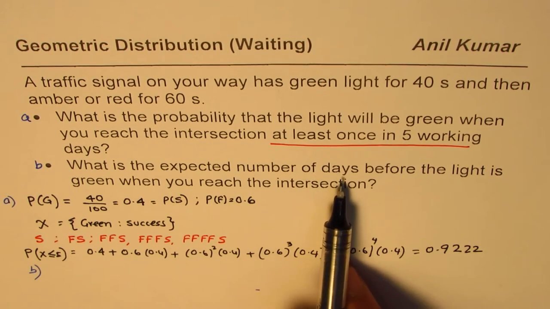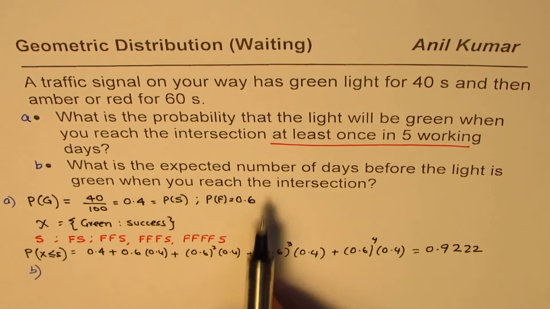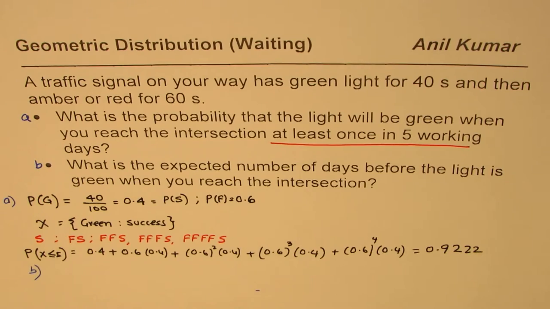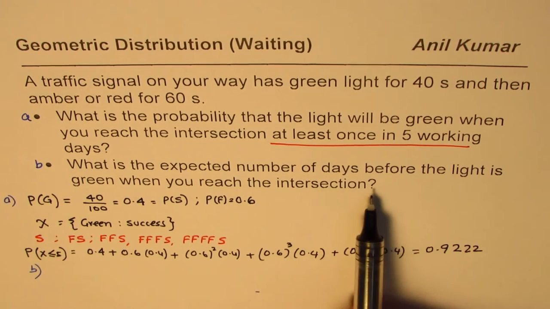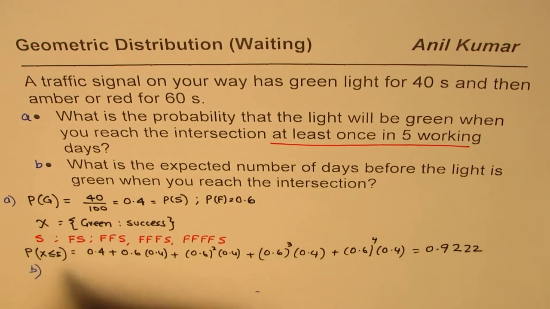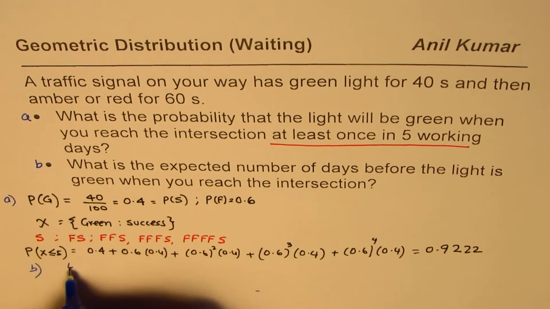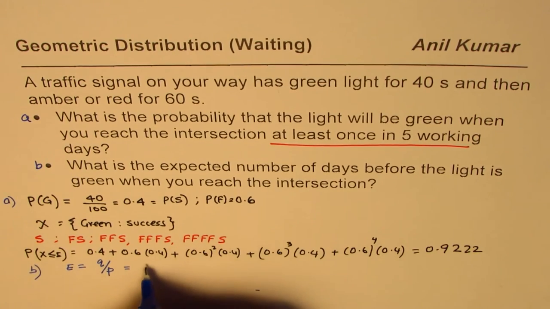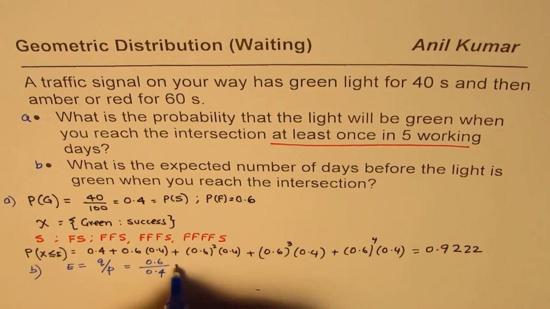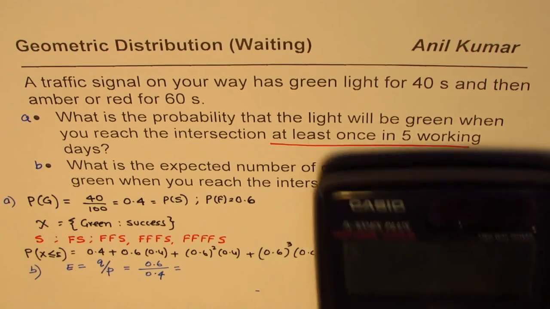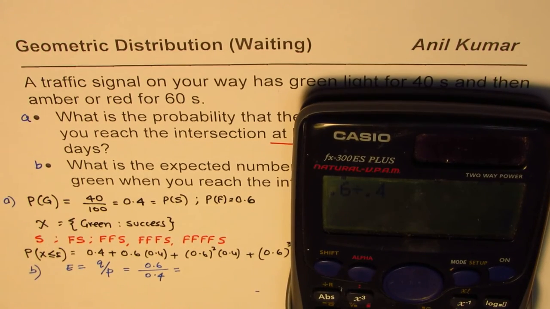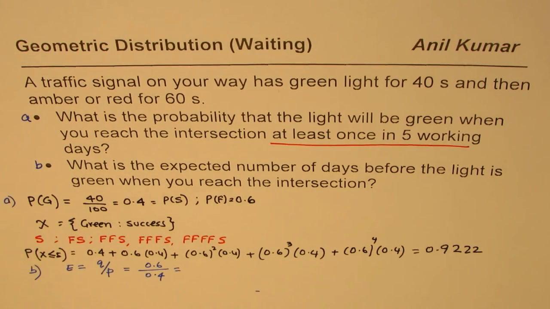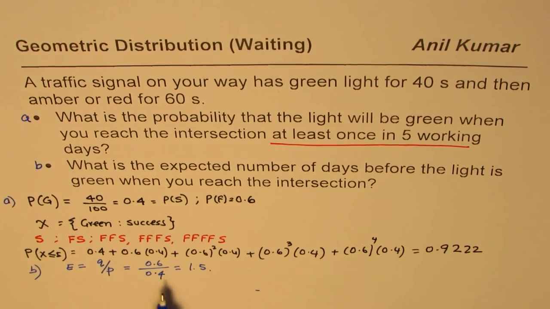What is the expected number of days before the light is green when you reach the intersection? So in this case, it is kind of waiting for the light to be green. The expected value for waiting is Q over P. So in this case, Q is 0.6 divided by 0.4, which equals 3 over 2 or 1.5. That is to say that you may have to wait for 1.5 days to get a green light, right? So the expected value is 1.5 days, right?